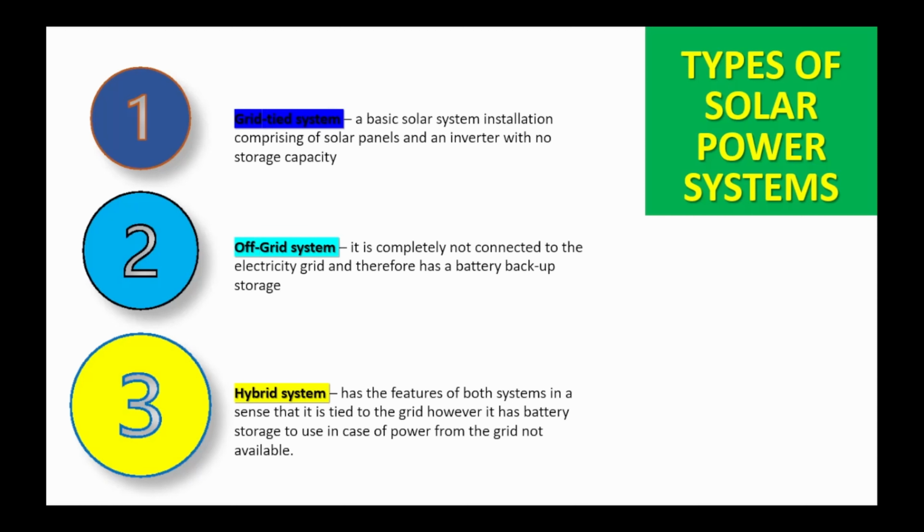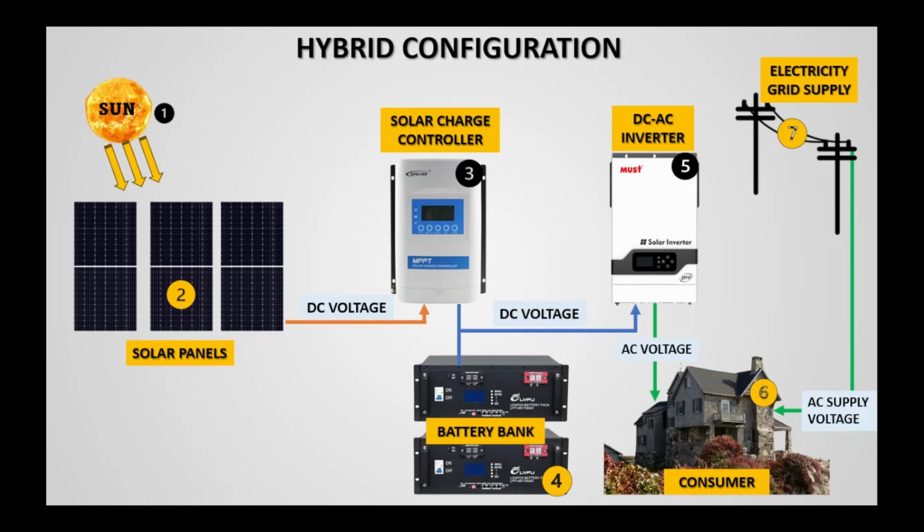The last and third system is the hybrid system. The hybrid system basically has features of both number 1 and number 2, the grid-tie system as well as the off-grid system. It has the features of the grid-tie system in the sense that it's connected to the power grid, and has the features of number 2, the off-grid system, in the sense that it has battery backup storage. This is how it looks.